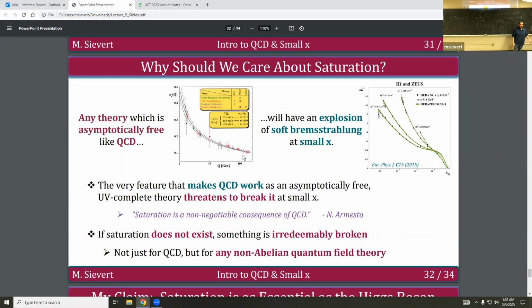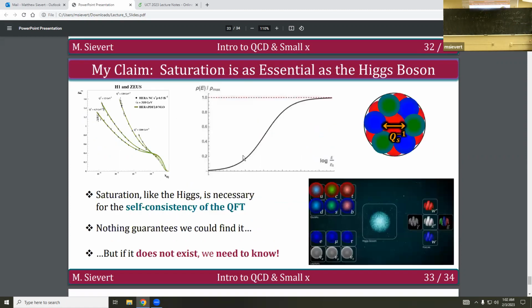To me, the question is most prominent if I turn it the other way around. What happens if there is no saturation? What happens if I'm wrong? If I'm wrong and there is no saturation at all, then something is fundamentally broken, not just about QCD, but about all non-abelian gauge theories. This is something fundamental to our ability to understand any candidate UV complete theory of nature.